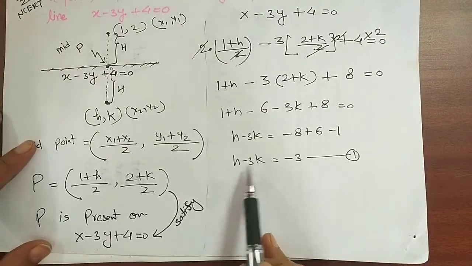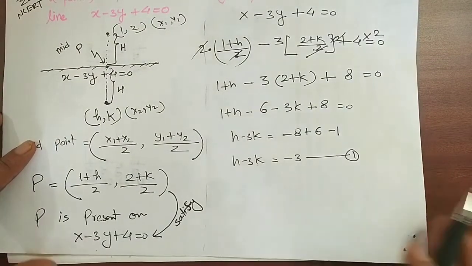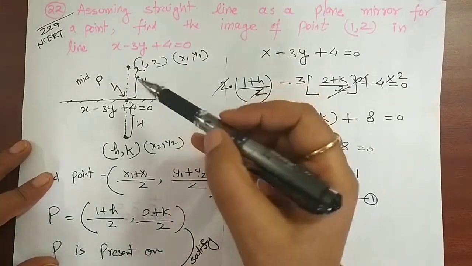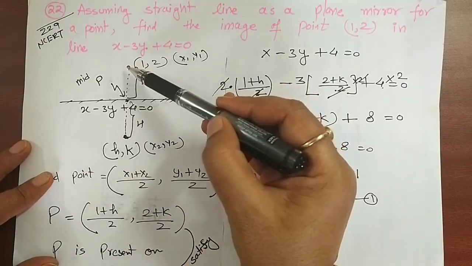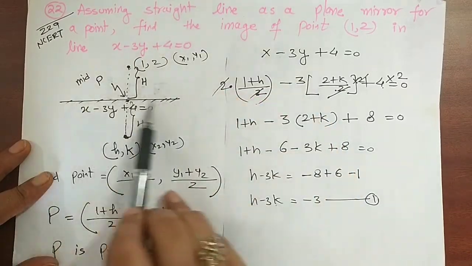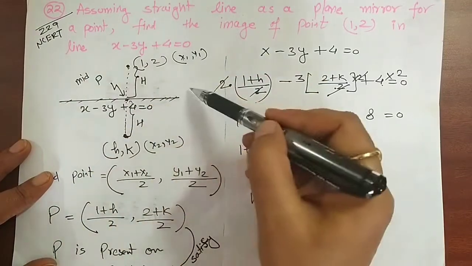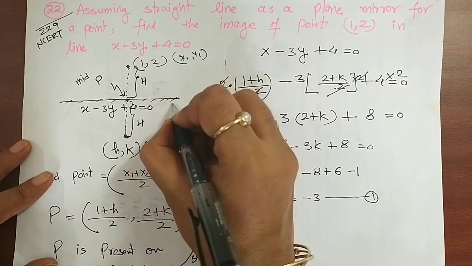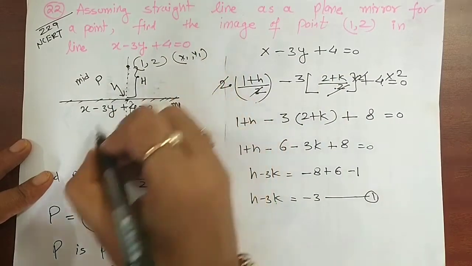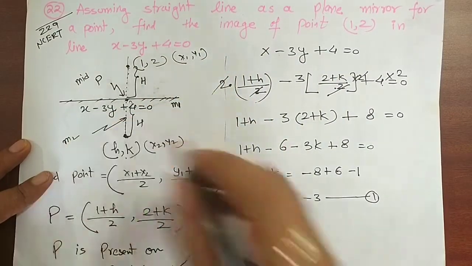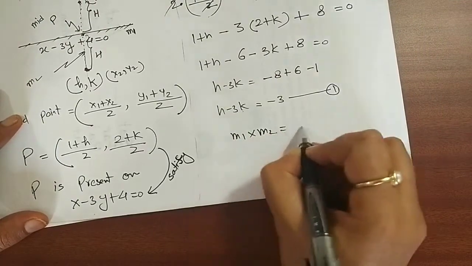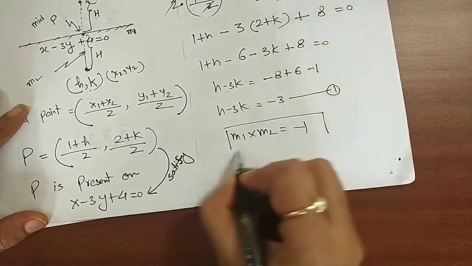So this is the h and k equation. We need one more equation to find h and k. What we can do is, we know this line and this line are perpendicular to each other. See this line and this line. If the slope of this is m1 and the slope of this line is m2, what will happen? m1 into m2 should be minus 1 because they are perpendicular.